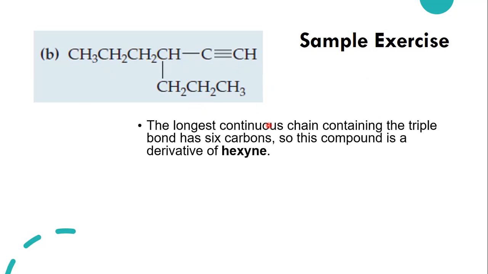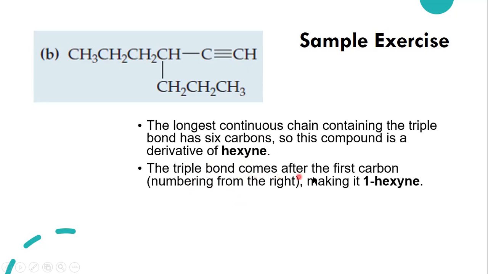So since it has 6 carbons, your carbon compound derivative is named as hexane. Hexane if alkane, hexene if alkene, and hexyne if alkyne. So since this has a triple bond, this will be hexyne. Now, the triple bond comes after the first carbon, making it 1-hexyne, since it is in the first carbon.